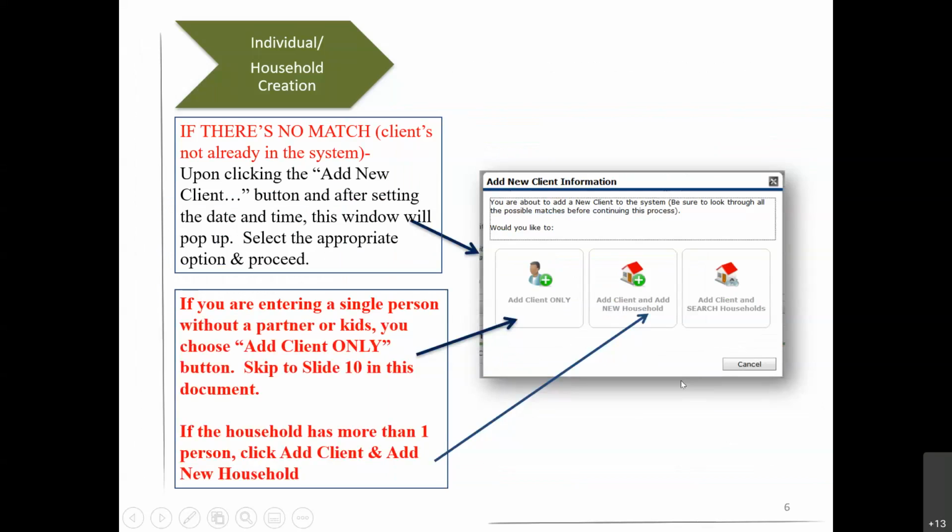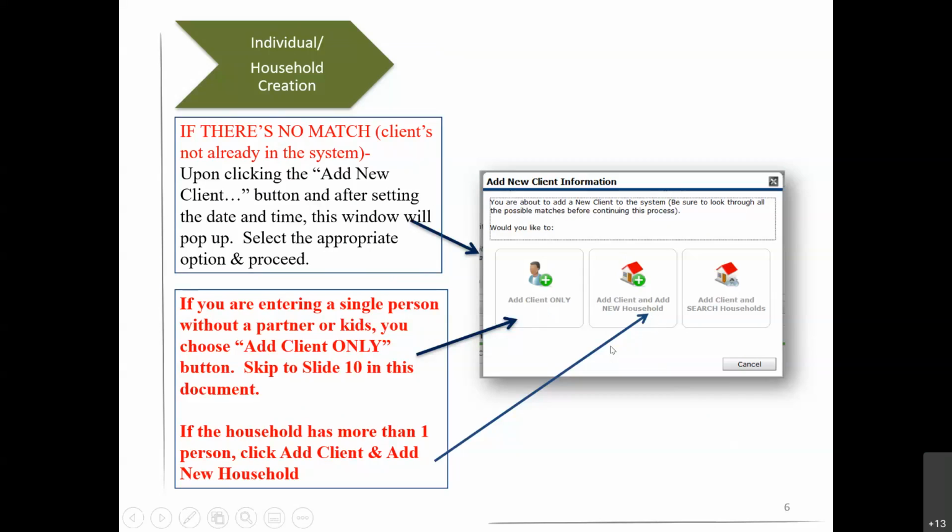The next thing that will appear if you're adding a new client is this window, okay? And again, this is only if there's no match already in the system. If it's a single adult and nobody else is with the person, you're going to click Add Client Only, which is this box right here on the left. If it's a client with a partner or children, you're going to choose the center box, okay? And we never use this third box over here on the right, all right?